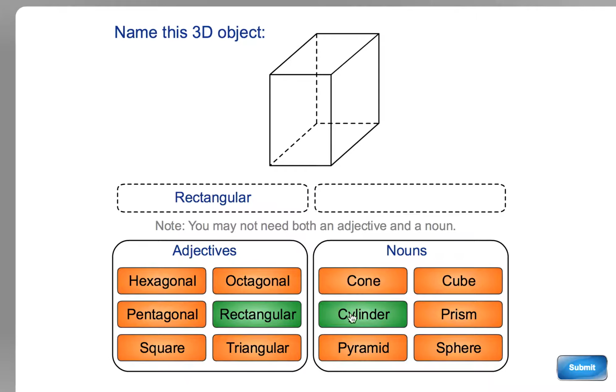A cylinder normally has a circle at the end, a circle at the other end, and a curved face in between. So it's very much like a Coke can or a can of beans. That's a cylinder. A prism is a shape that if you slice through it, it would look the same on the top and bottom still.